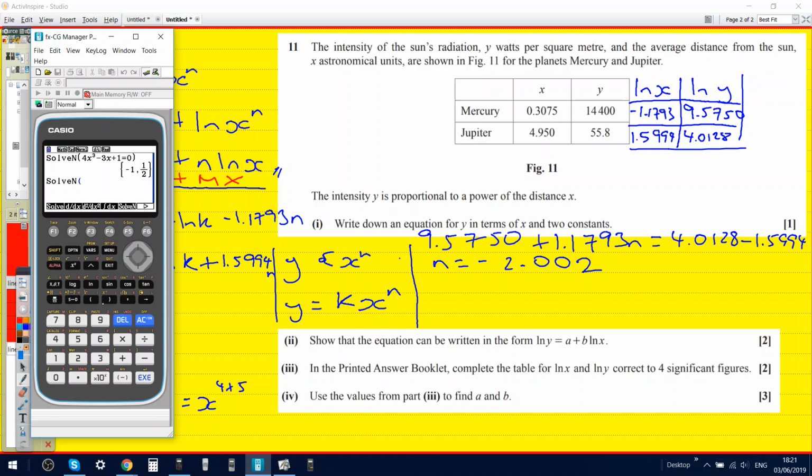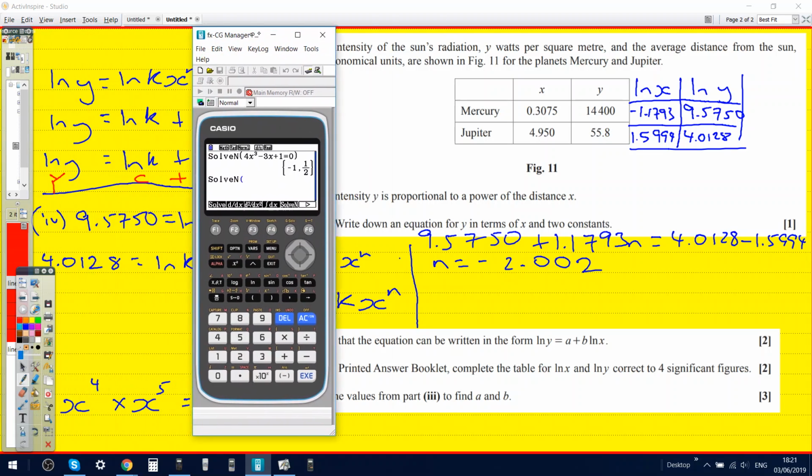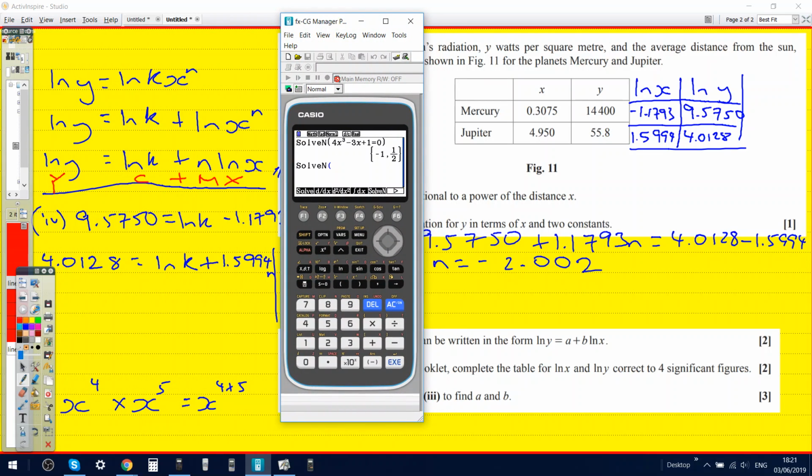Okay, what's next? So you found N, so you just substitute N into one of the equations, so the top one, maybe. Okay. So you can do 9.5750 plus 1.1793 times minus 2.002. Okay. And then find it for that.